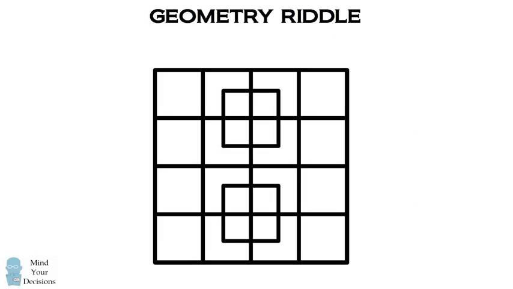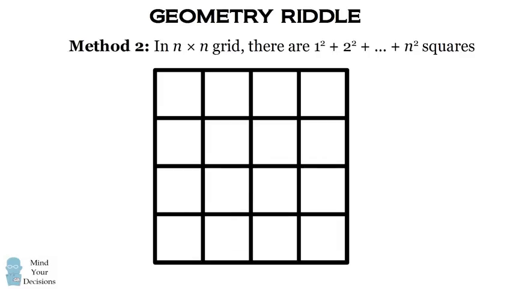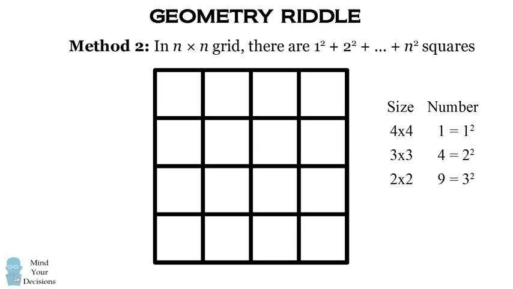Now there's a shortcut we could use if we're going to do problems like this. If you have an n by n grid, there will be 1 squared plus 2 squared plus all the way up to n squared number of squares. We found this already, that the number of 4x4 squares was 1, which equals 1 squared. The number of 3x3 squares was 4, which equals 2 squared. The number of 2x2 squares, remember there were 9 because there were 3 squares per row and 3 rows. And the number of 1x1 squares was 16 because there were 4 per row and there were 4 rows.